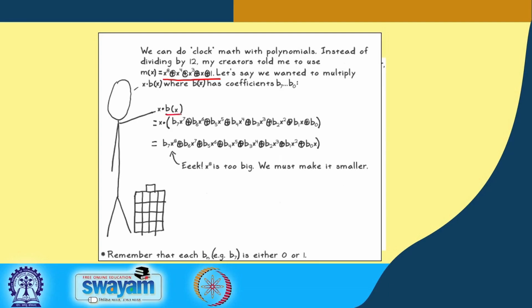Suppose I take a b(x) polynomial and multiply it with x. So your b(x) is b7 x power of 7 plus whatever, till b0, and if I multiply with x, then I can get an x power of 8 term. But since I am doing a modulo with this, I will be able to make it smaller. I will be able to make it back to the finite field. This is the only Galois field that you need to know at this point.